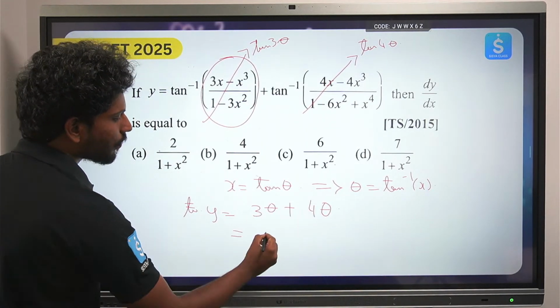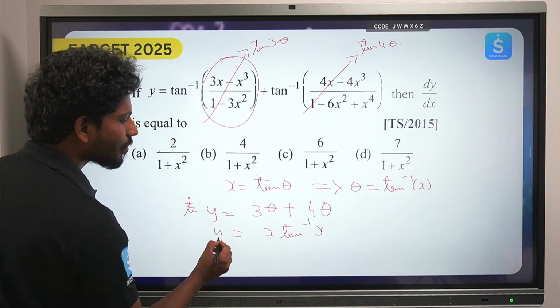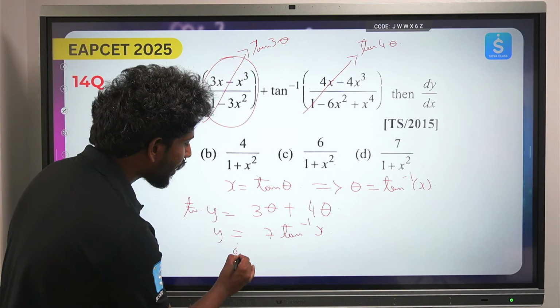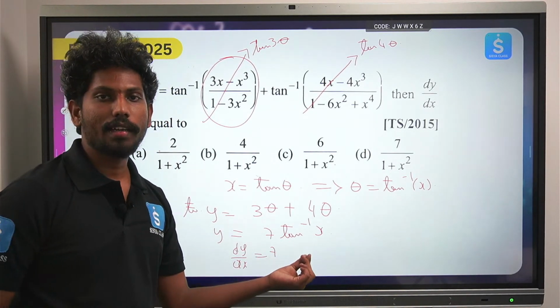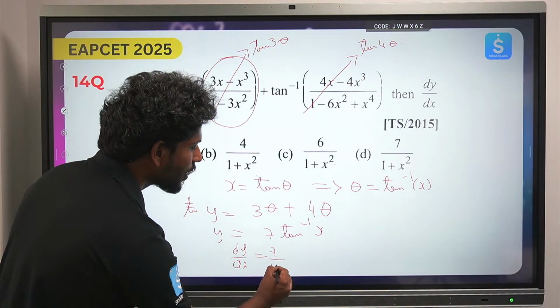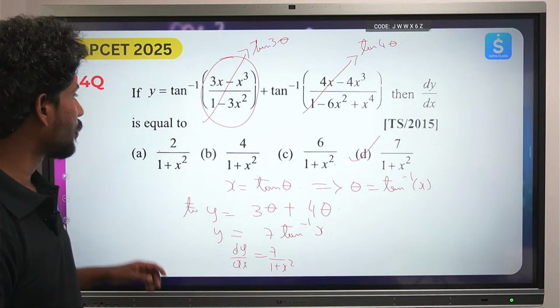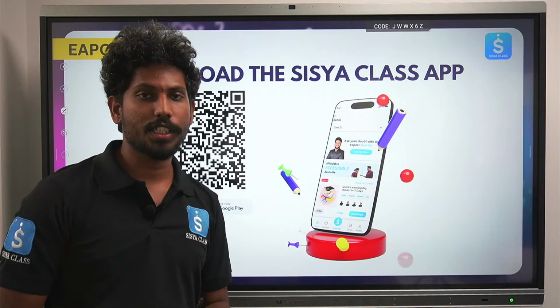So 3 theta plus 4 theta is 7 theta. So this will become 7 tan inverse x. So y is equal to 7 tan inverse x. Now if I differentiate this, what will be dy by dx? Dy by dx is equal to 7 times the differentiation of tan inverse x, which is 1 by 1 plus x square. So this will become 7 by 1 plus x square. Option is D. So here comes the culmination of the differentiation part.